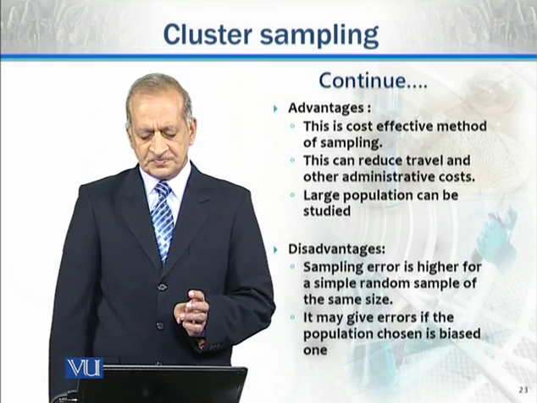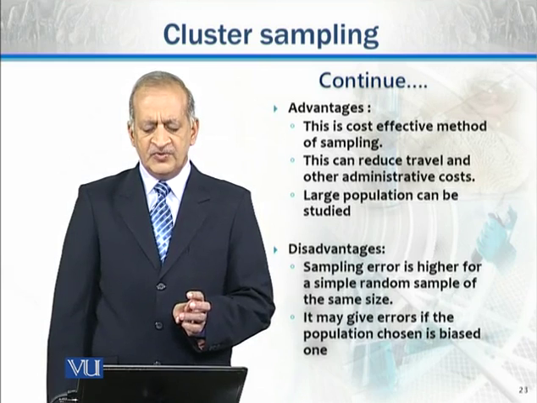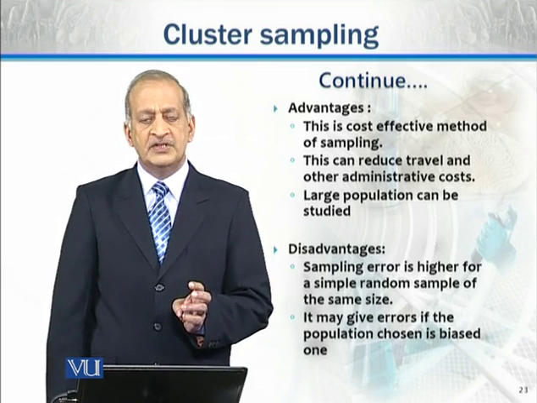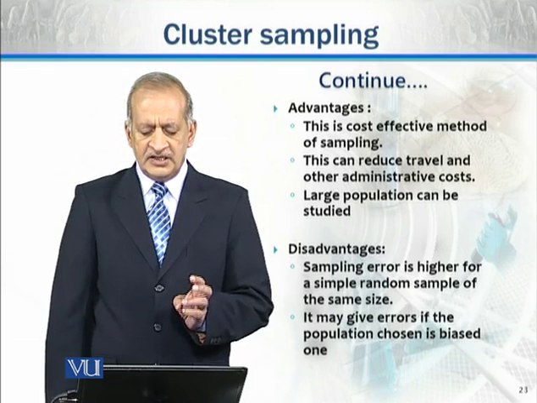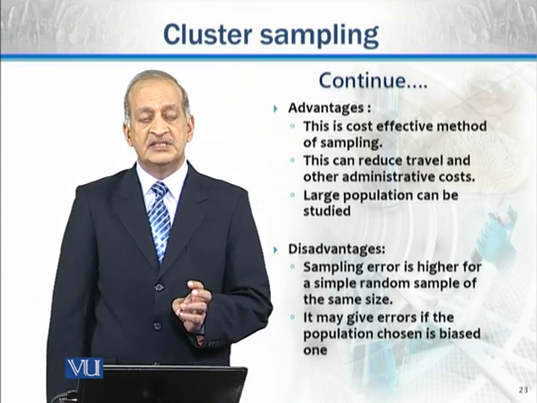Disadvantages. Cluster sampling has a sampling error which is higher than for a simple random sample of the same size, and this may give errors if the population chosen is a biased one.